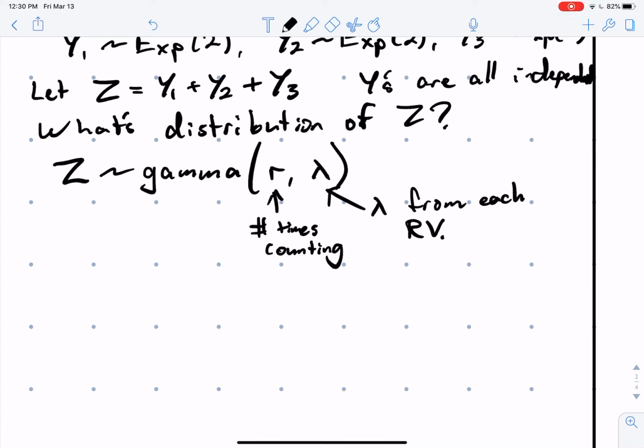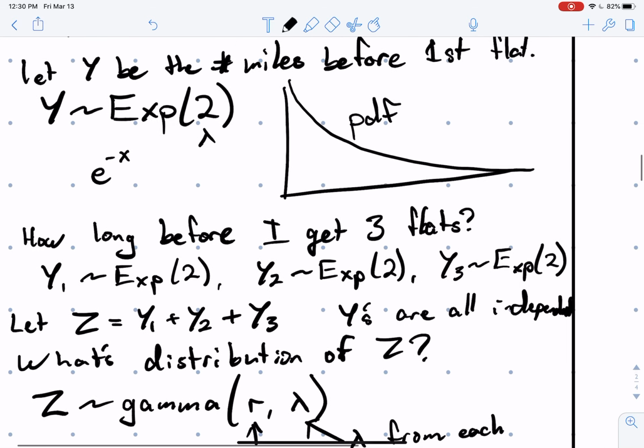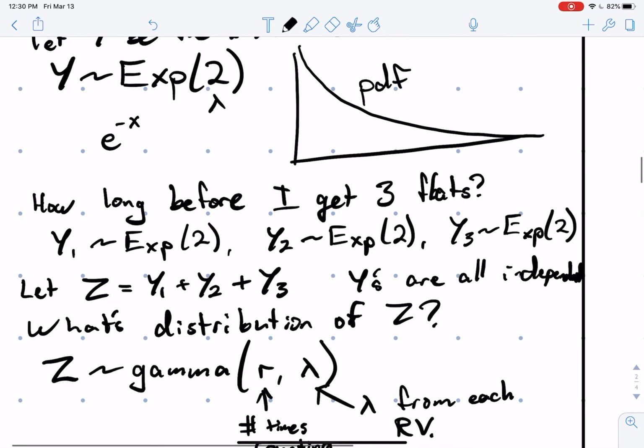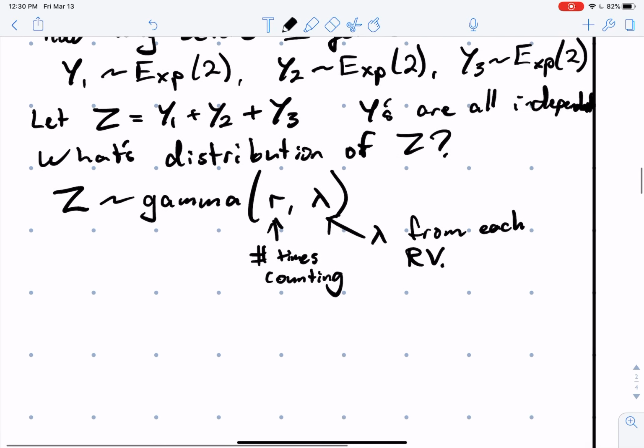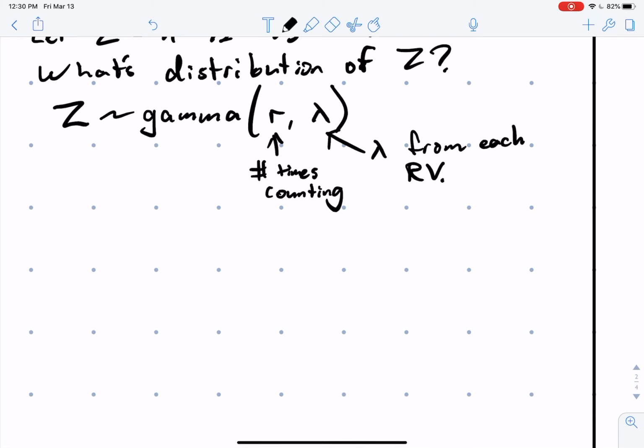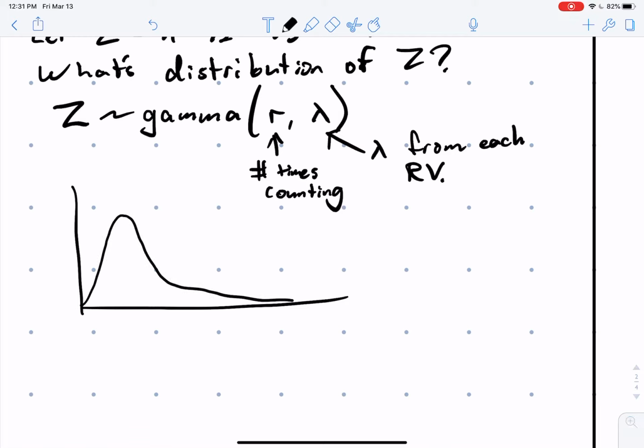Recall that for the Poisson distribution, we add up Poisson distributions, we get another Poisson distribution, but it's not the case that the gamma distribution looks like the exponential. So here is the PDF for the exponential distribution. We add up a bunch of these, we get a PDF that looks completely different, and the PDF can look something like this. So for different values of lambda and r, we have something that looks like coming up and then tailing off.